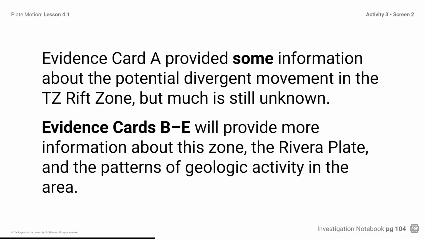Evidence card A provided some information about the potential divergent movement in the TZ rift zone, but much is still unknown. Evidence cards B through E will provide more information about this zone, the Rivera Plate, and the patterns of geologic activity in the area. Students, look at evidence cards B through E. Discuss evidence cards B through E with the digital partner if you have one.